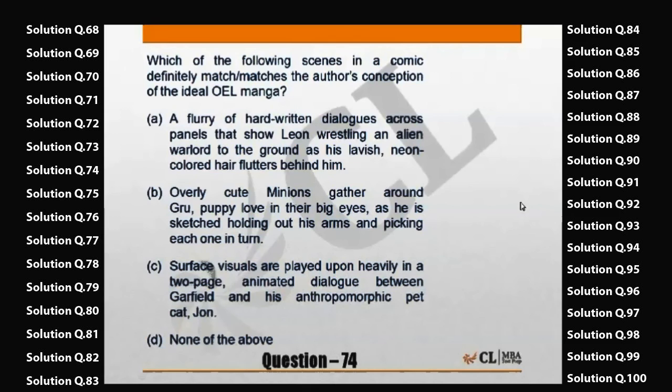The first one says a flurry of hard-written dialogues across panels that show this character called Leon wrestling an alien warlord to the ground as his lavish neon-colored hair flutters behind him. I'm sure comic readers and science fiction enthusiasts are drooling right now. Option B says overly cute minions gather around Gru, puppy love in their big eyes as he's sketched holding out his arms and picking each one in turn.